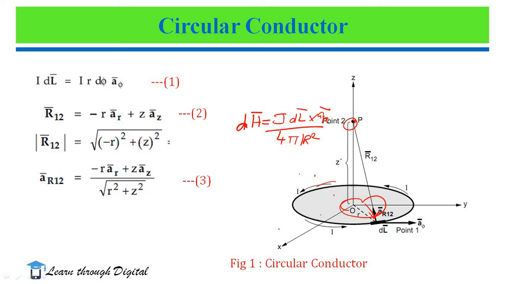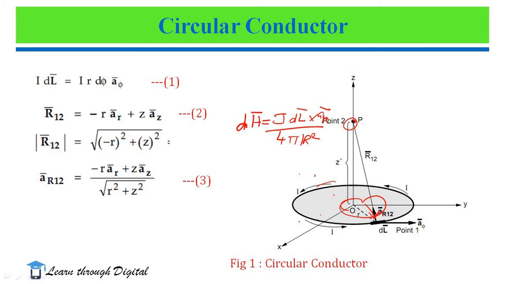So first we write differential current element I dl vector is equal to I r d phi a phi. Here the differential length is considered along the phi direction. Already we know that in the cylindrical coordinate system, the differential length along phi direction is r d phi a phi vector. So now I dl vector is I r d phi a phi vector. This is equation 1.